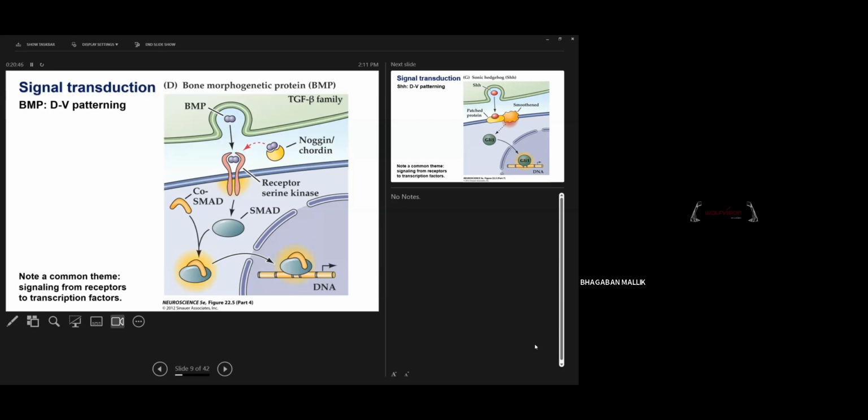So when BMP binds to the BMP receptor, the receptor serine kinase, you have activation and formation of a SMAD, and the SMAD again makes a complex with the co-SMAD, and that complex translocates to the nucleus and transcribes the genes. When this happens, this is required for the formation of the epidermis, and noggin and chordin are actually required for the neural induction. So when the neural induction happens, the BMP comes and shuts down neural induction because it makes a complex with chordin. So the inhibitor for the neural induction is the BMP.